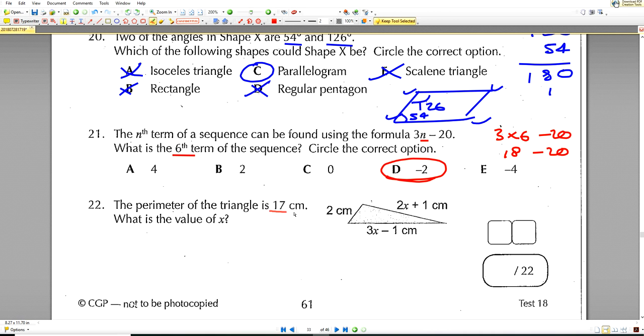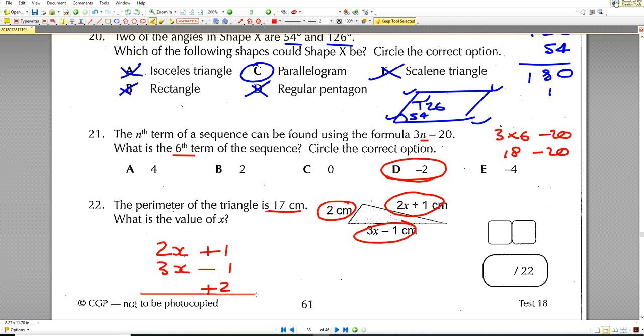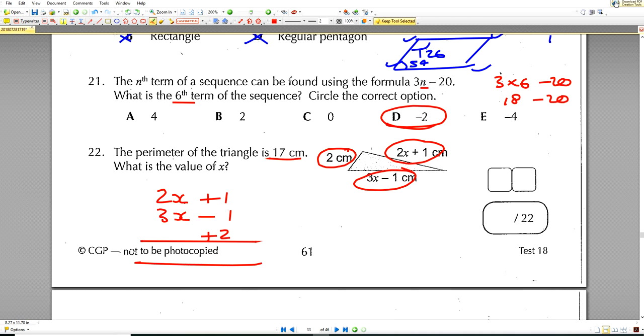Okay, the perimeter of the triangle is 17. Perimeter is the distance around the shape, so we've got to add all these up. We've got 2x, add 1, add 3x minus 1, add 2. So let's add them all up. The 1 and minus 1 cancel out to give you nothing, and that just gives you plus 2. 2x add 3x is 5x.